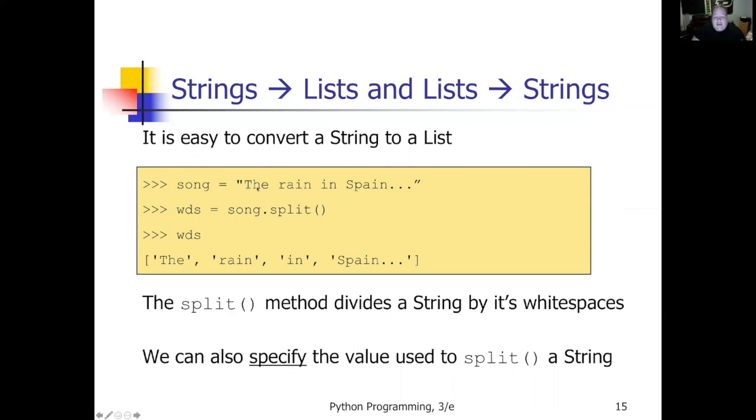But just by taking this string and doing dot split, I get a list of strings separated wherever there was a space. And you notice there's no spaces kept. They're eliminated. So it's just the string the, a separate string rain, a separate string in, and a separate one Spain. You want to keep this in mind. We're going to be using this in the lectures this week, but also in lab assignments and programming exercises. The ability to take a string and divide it up into a list. You want to keep that in mind.